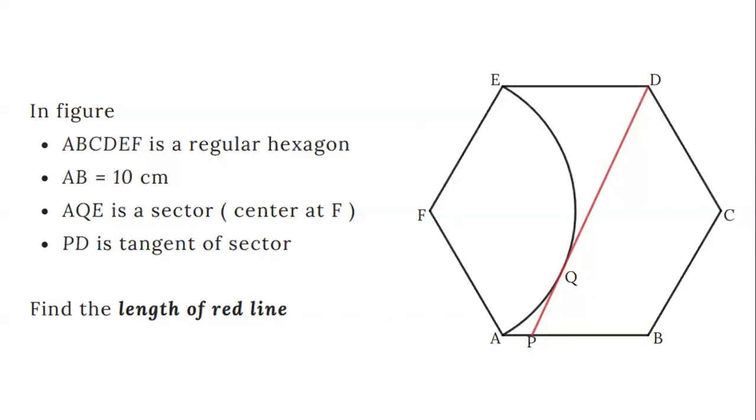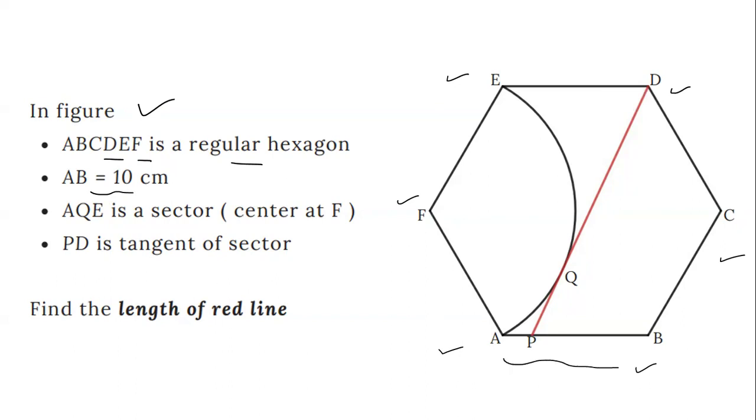So hello guys, in this video we are going to solve this problem. It is given that in the figure, ABCDEF is a regular hexagon. You can see this A, B, C, D, E and F is a regular hexagon, and the AB length is given as 10 centimeter.